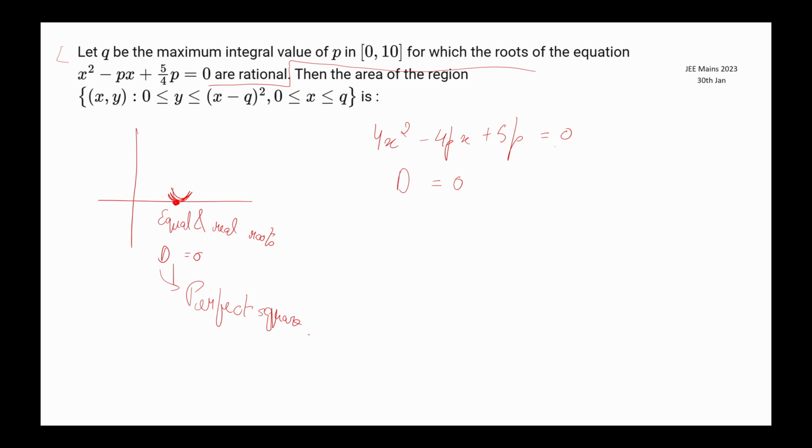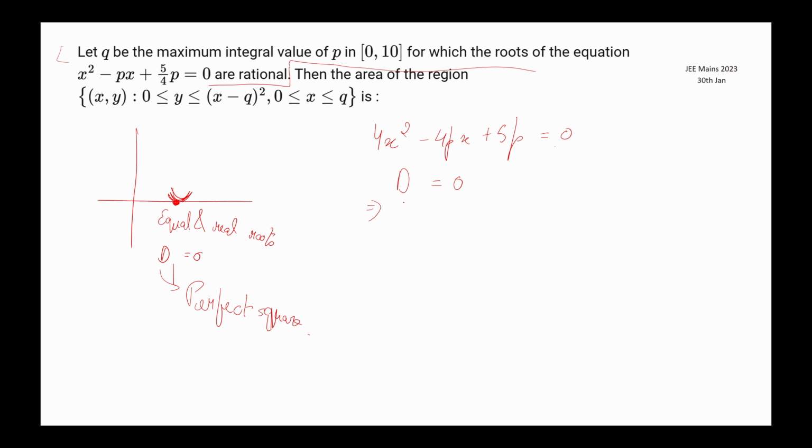Now, of course, I can take my value of discriminant to not be a perfect square. I can get two values of roots as well. However, for that, my q wouldn't be maximum. My q would be some other value. My q would be maximum only when I have the graph just touching the x-axis. So d should be a perfect square and it should be equal to 0.